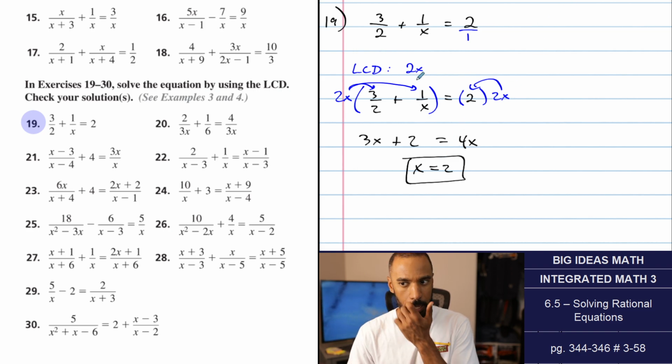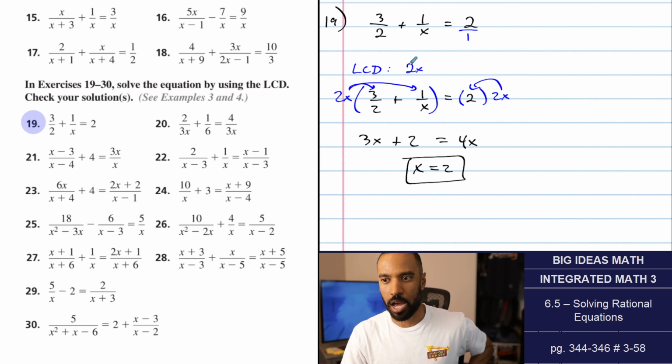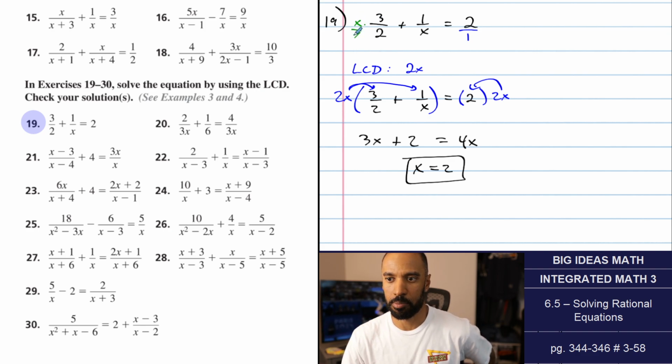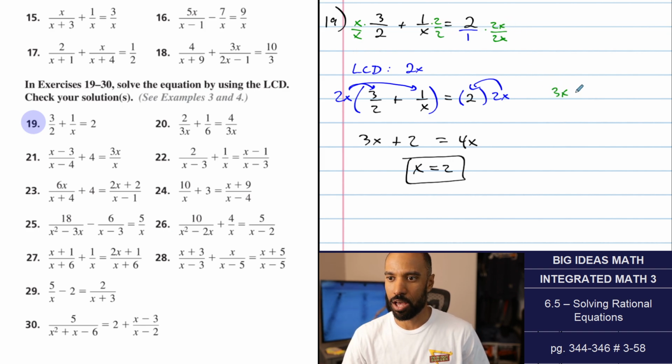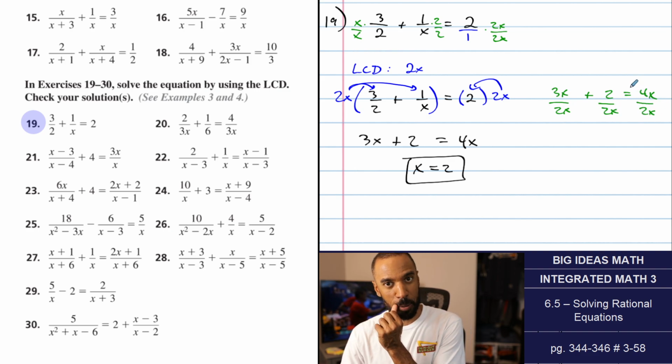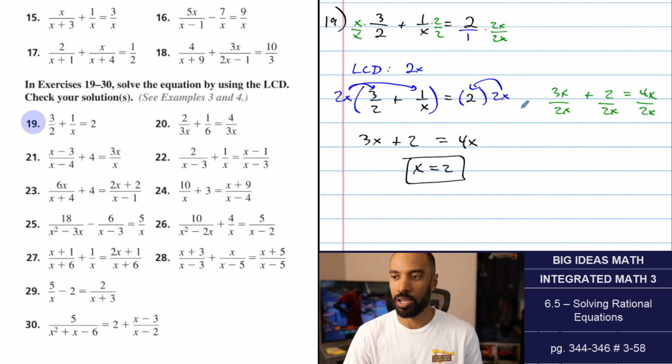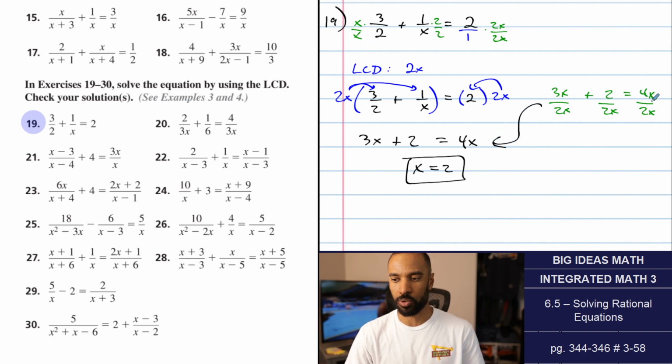That's one version. Another version is getting that least common denominator of 2x, and this might look a little slower for you guys here, but we'd multiply this top and bottom by x, this top and bottom by 2, and this top and bottom by 2x. Now you can clearly tell this is 3x, and this is 2, and this is 4x, but they're all dividing by 2x. The thing is, those 2x's don't matter anymore. They're all the same denominator. As long as you're all dividing by the same thing, then you can just write this.